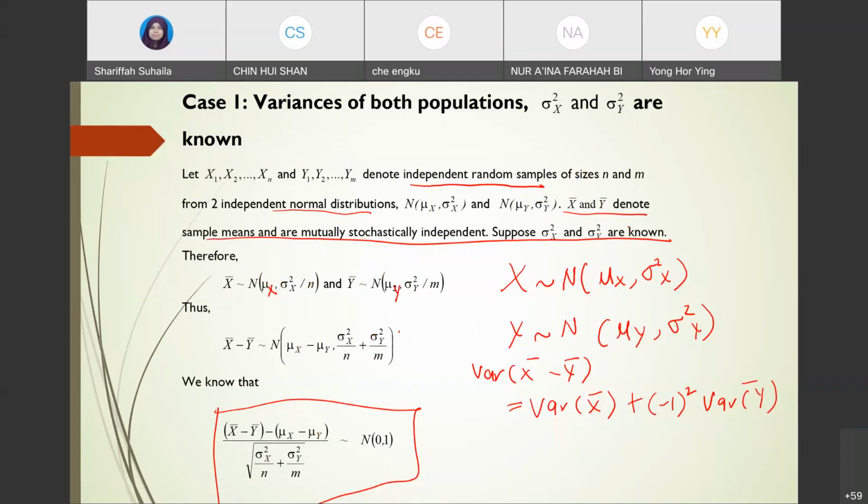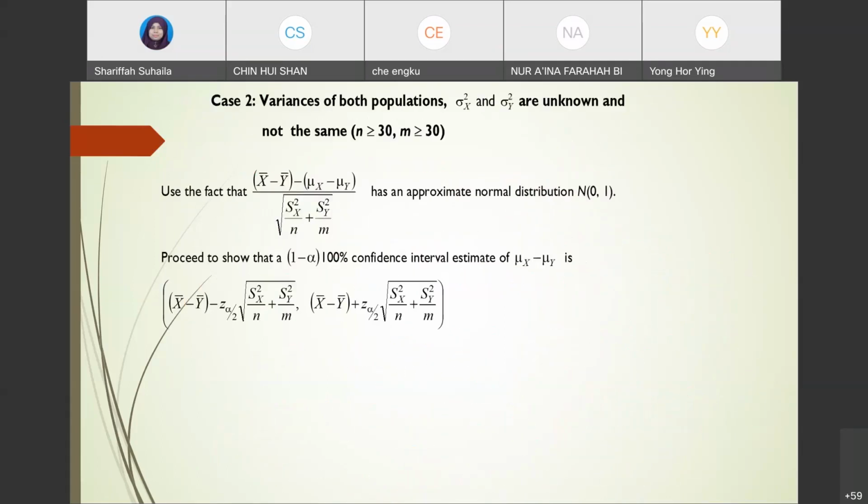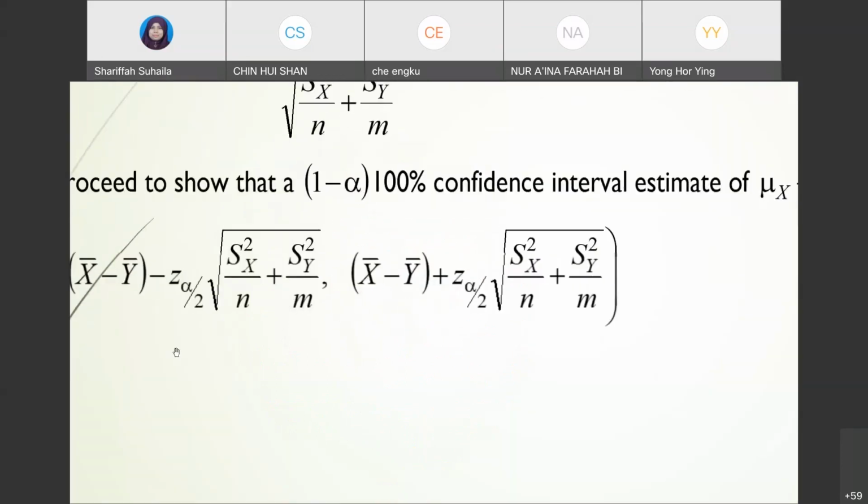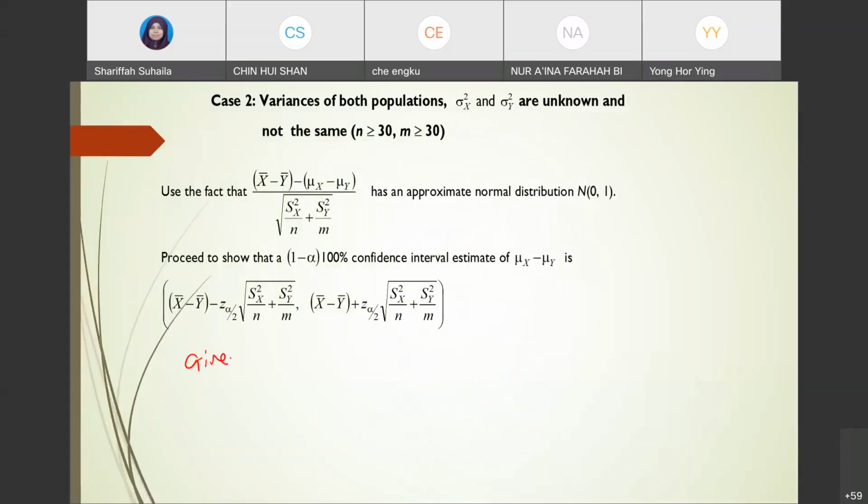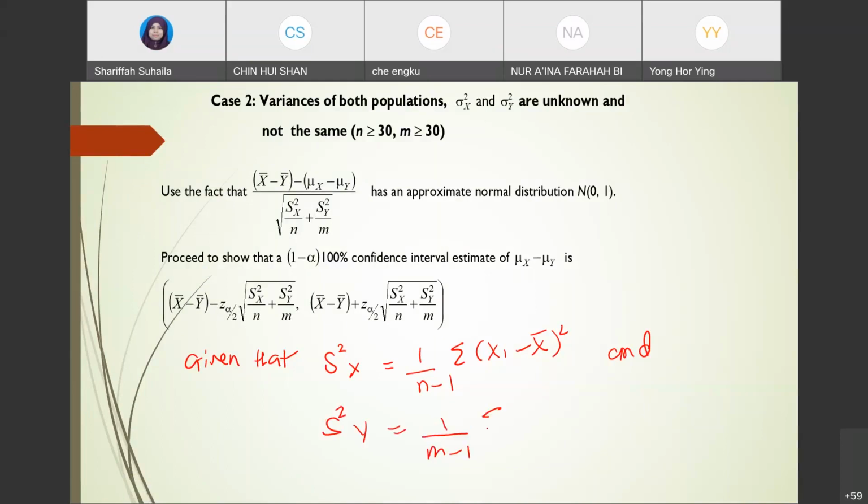So here maybe we can add: suppose sigma square x and sigma square y are unknown. Okay, given that your s square x is just 1 over n minus 1 summation xi minus x bar square, or s square y is just 1 over m minus 1 summation yi minus y bar square. Okay? And again, both these random variables are also independent.